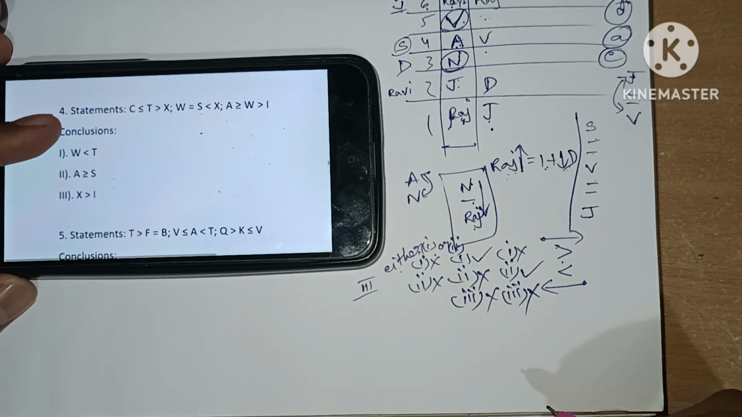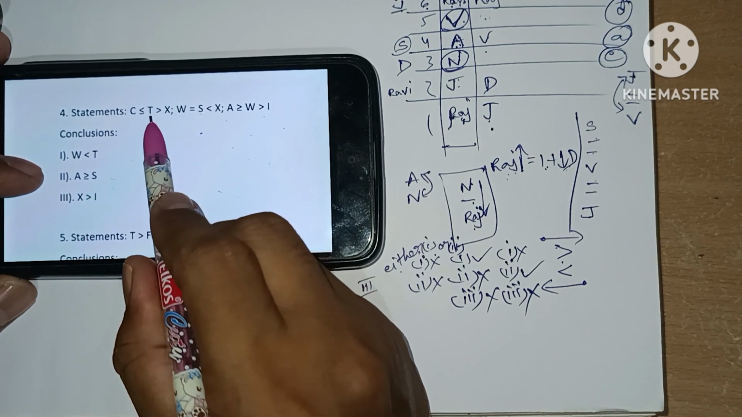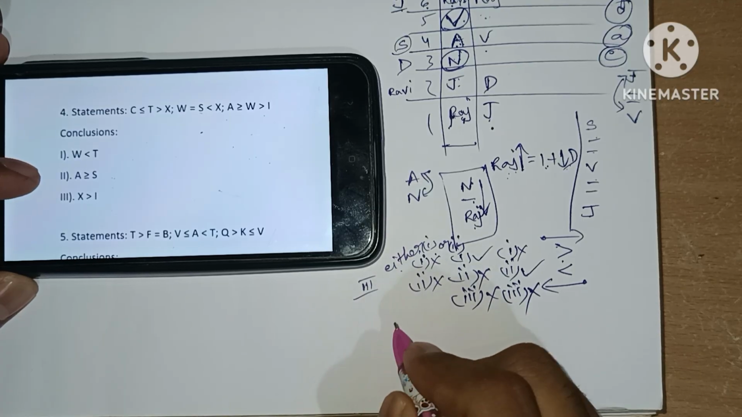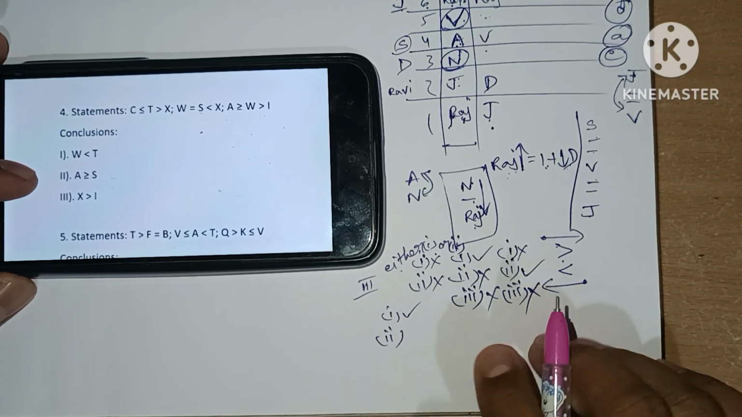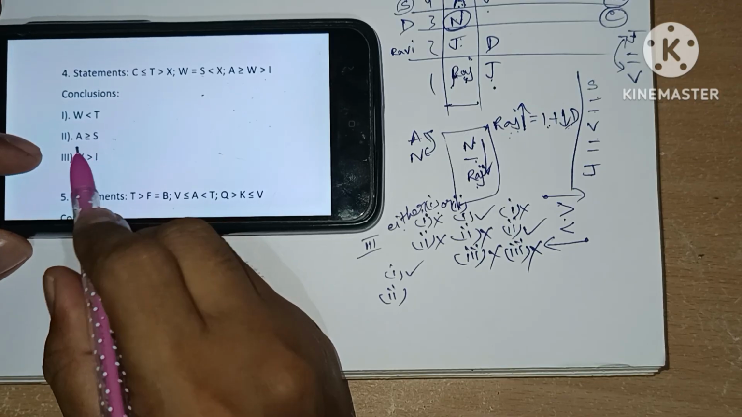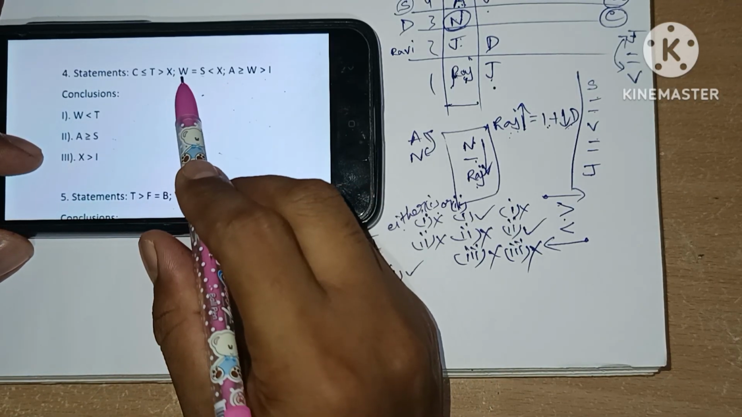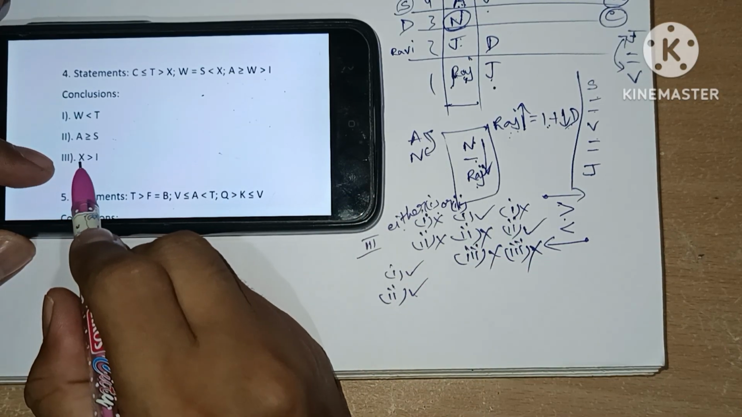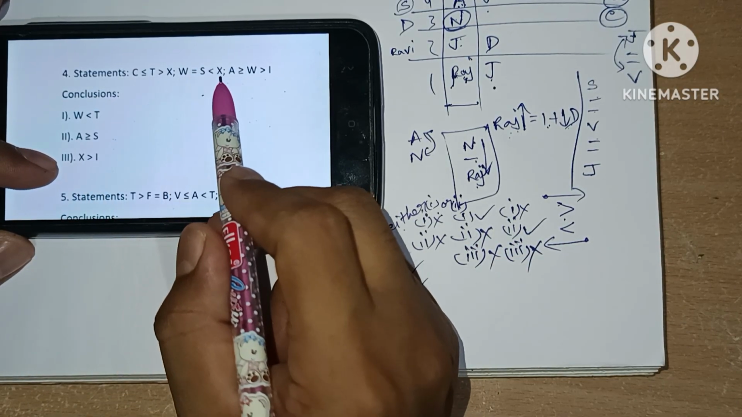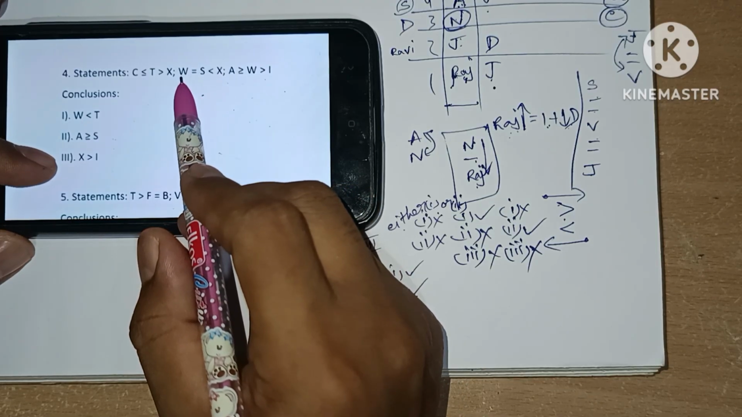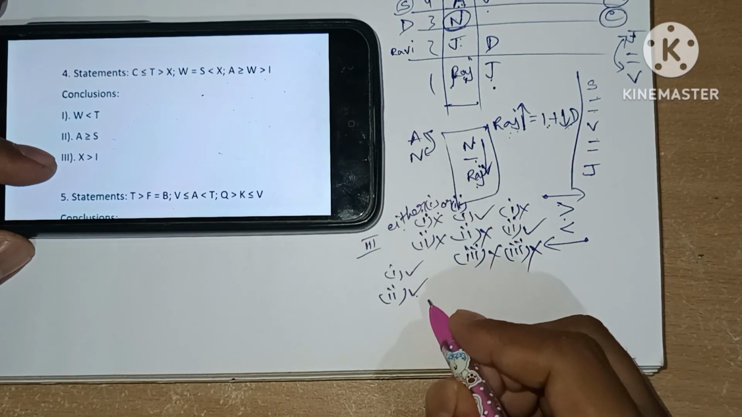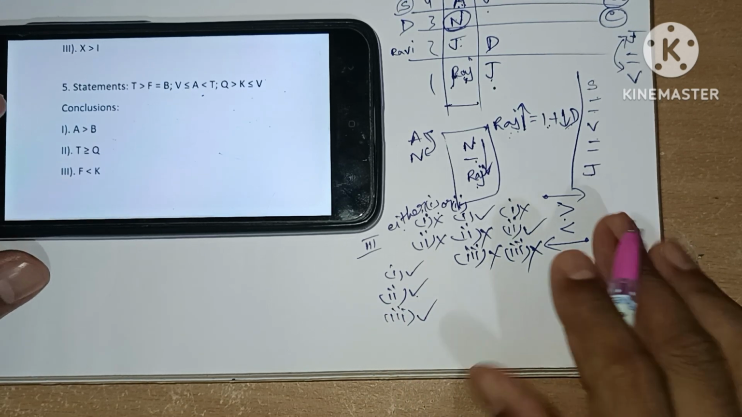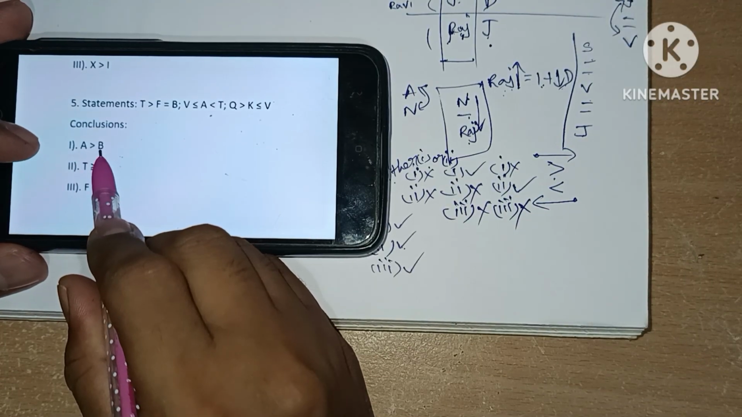Next, fourth question, the flow from T to W. From T we can reach X. From X we can reach W. The first conclusion will be true. Second conclusion, the flow from A to S with everywhere equals to. From A we can reach W. From W we can reach S. Here is equal to, here is also equal to. The second conclusion is also true. The flow from X to I. From X we can reach S and W. From W we can reach I. So it is also true. The third conclusion is also true. All three follow. Fifth question, the flow from A to B.